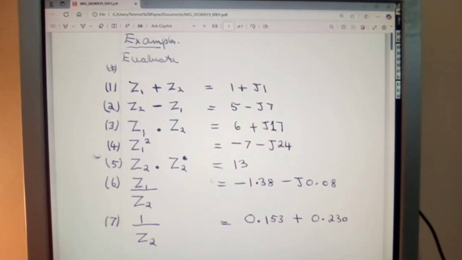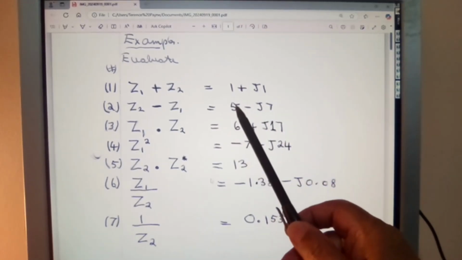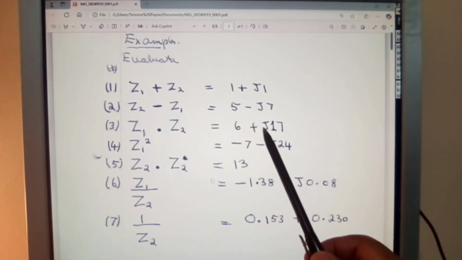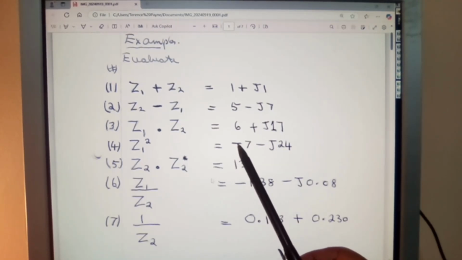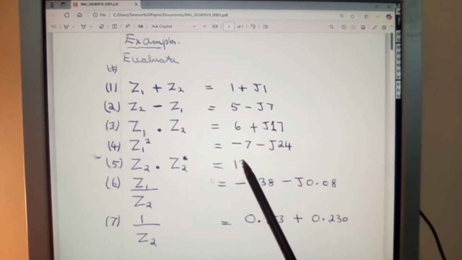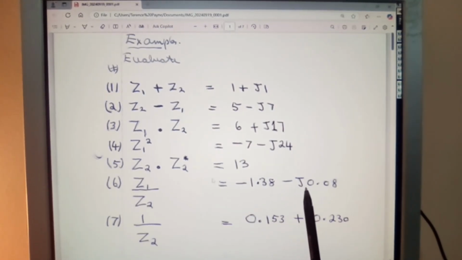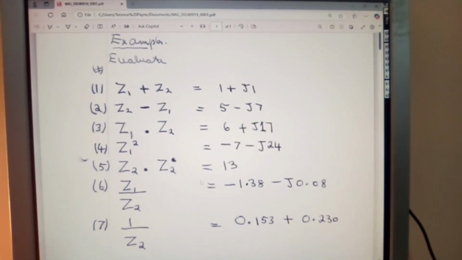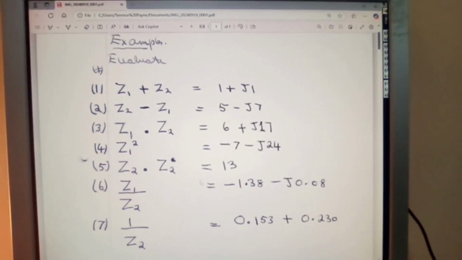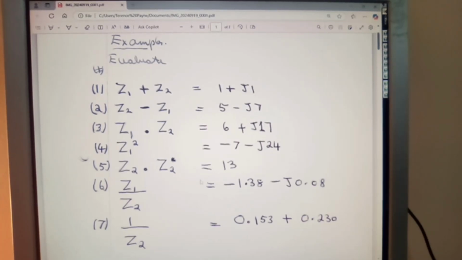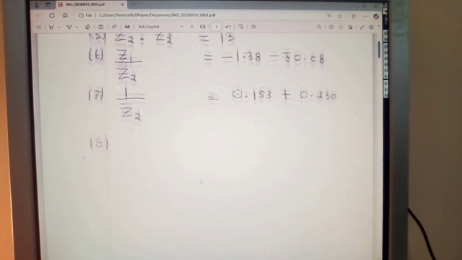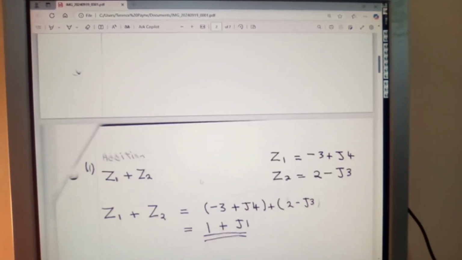But here you can see that we have the values 1 plus j1, 5 minus j7, 6 plus j17, minus 7 minus j24, 13, minus 1.38 minus j0.08, and we have 0.153 plus 0.230. What I'm hoping to do here, if I remember correctly, I think I showed the process of actually arriving at these answers, but don't hold me to it. You know, it's my age now.